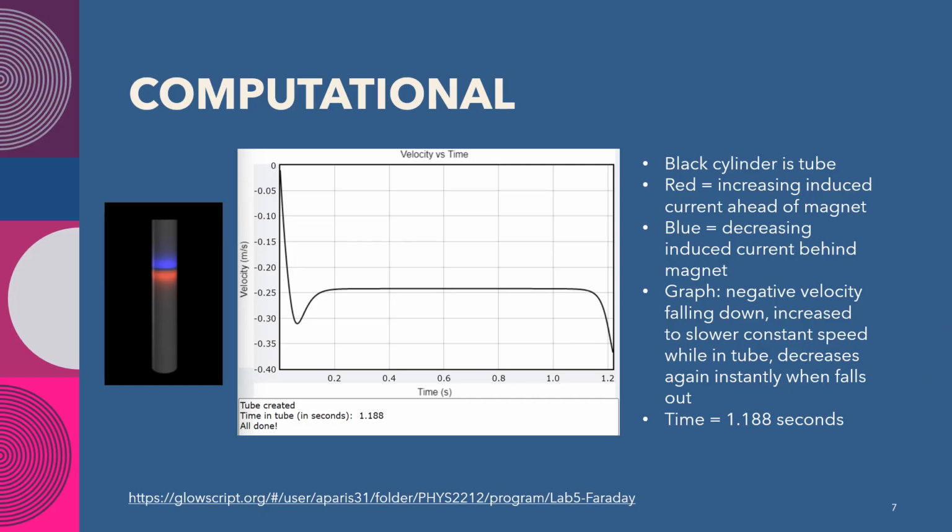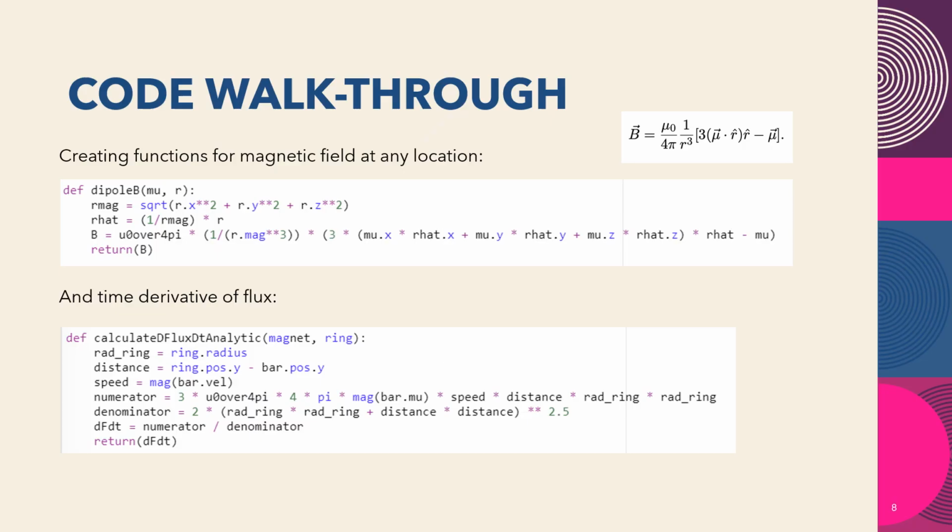Here are the results of my computational model. The cylinder is the tube, the red is the increasing induced current ahead of the magnet, the blue is the decreasing induced current behind the magnet. The graph is explained better in the later slide, and the computational time was 1.188 seconds.